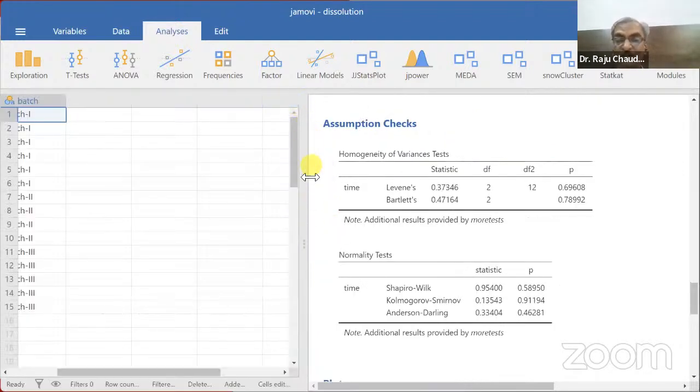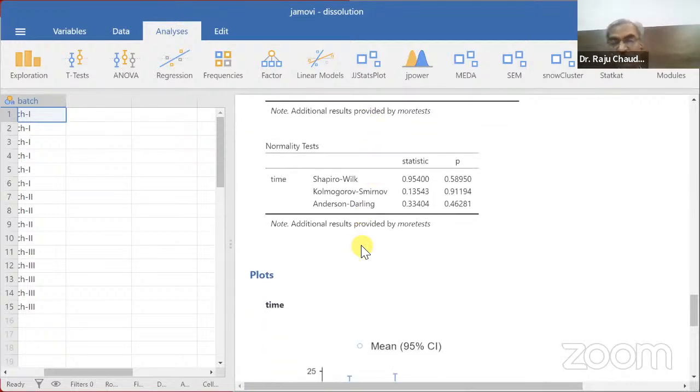Once you click on that, we have the output. Here we have the Shapiro-Wilk test, the Kolmogorov-Smirnov test, and the Anderson-Darling test. These are additional tests for testing the normality of the data, whether your data is normally distributed or not. There are some advantages and disadvantages of these methods, but the commonly used one is the Shapiro-Wilk test. As I told you, because I have installed the moretests package module, it gives me all of them.